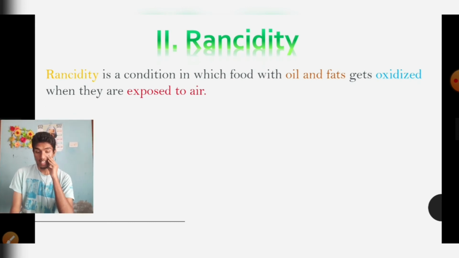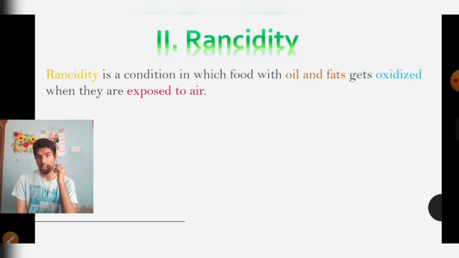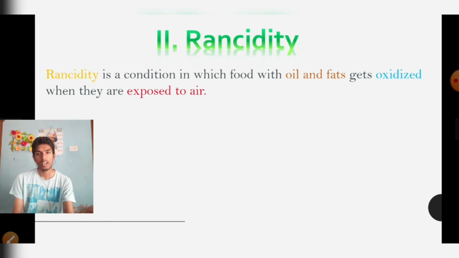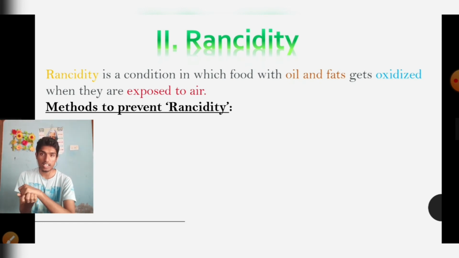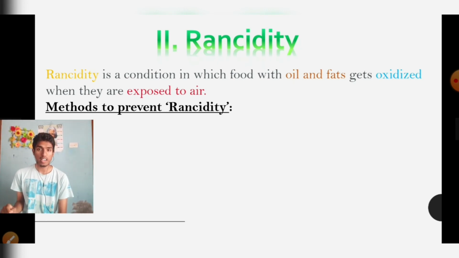The next effect of oxidation that we see in our day-to-day life is rancidity. What is rancidity? Rancidity is a condition in which food with oil and fats gets oxidized when exposed to air. You might have observed some food which contains a lot of oil, like pickle, achar, right? If you keep this achar exposed to air without a lid, an airtight container is needed to store it. If you don't, it reacts with the air and the taste deteriorates and changes. So this is what rancidity is.